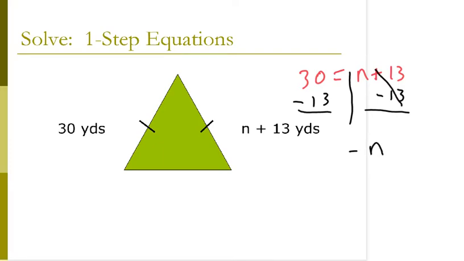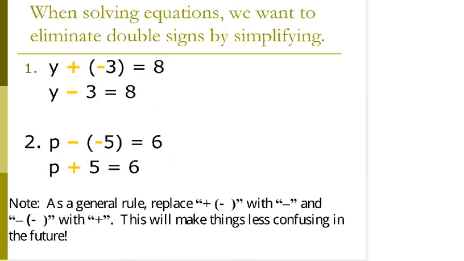On the other side, we have 17. So we can read this as n has a value of 17. And we know it's true because if we put 17 here, 17 plus 13 is 30. So we know that that's true. This is something that's worth reviewing a few times if you need to.